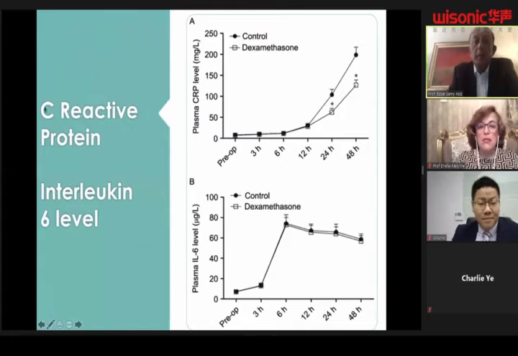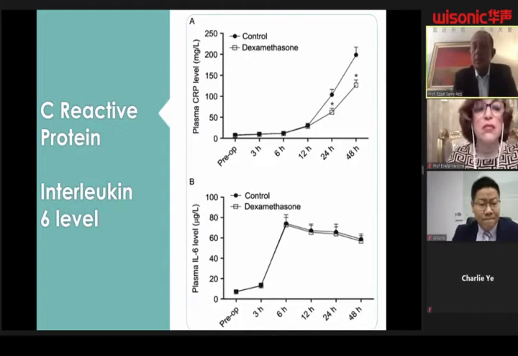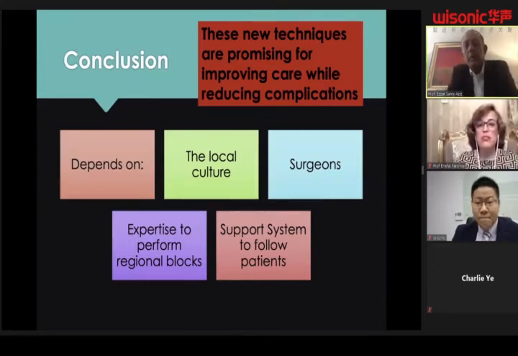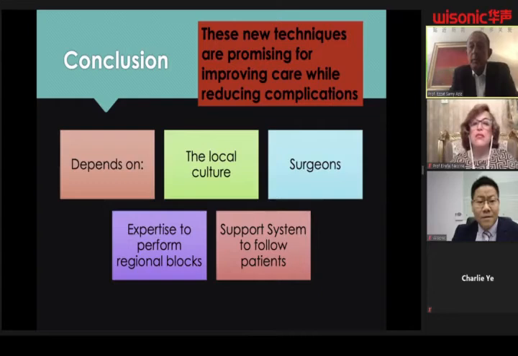They even measured the C-reactive protein and interleukin-6 in the dexamethasone group and the control group, and it showed that the C-reactive protein, the inflammatory mediators, were lower with the dexamethasone group. So when you add dexamethasone, it's something good in your local anesthetic. So we come to the conclusion now that the new techniques are promising for improving care while reducing complications.